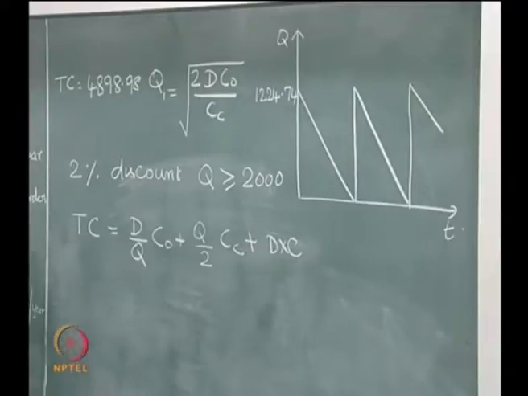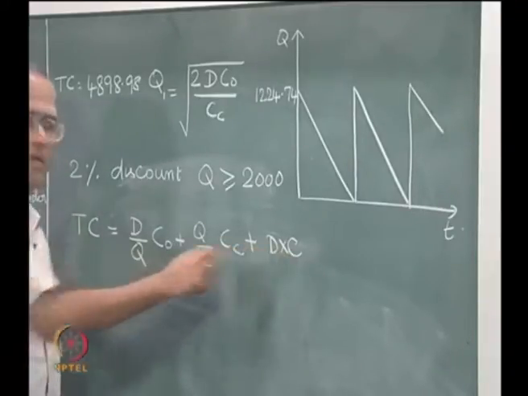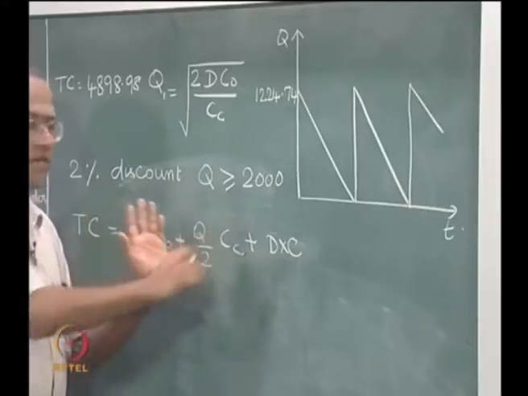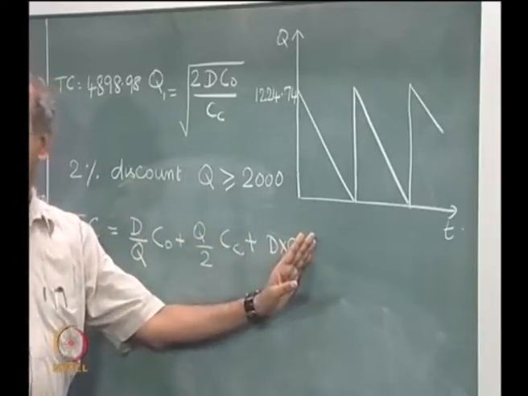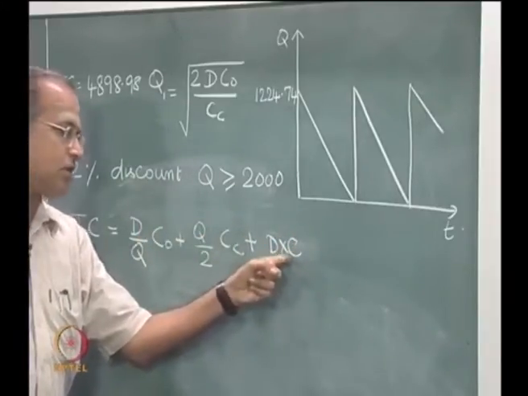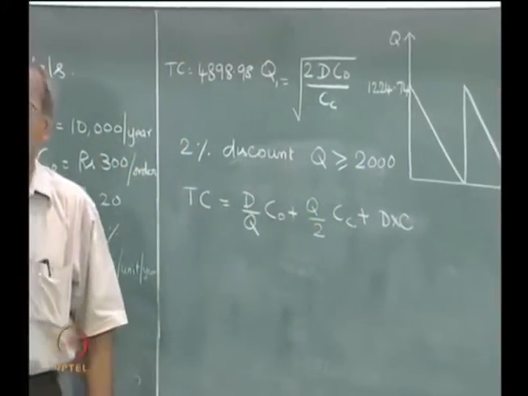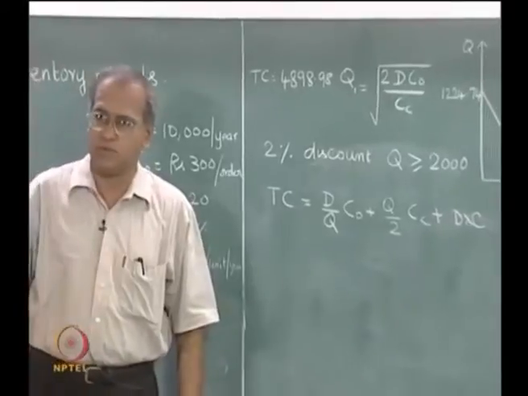Now, because of the discount, the C now takes a new value. It is not 20 anymore, but it is 98% of 20 with a 2% discount. So, if the increase in this is offset by the gain here, or if the gain here is more than the increase in this, then it would be advantageous for us to avail the discount.